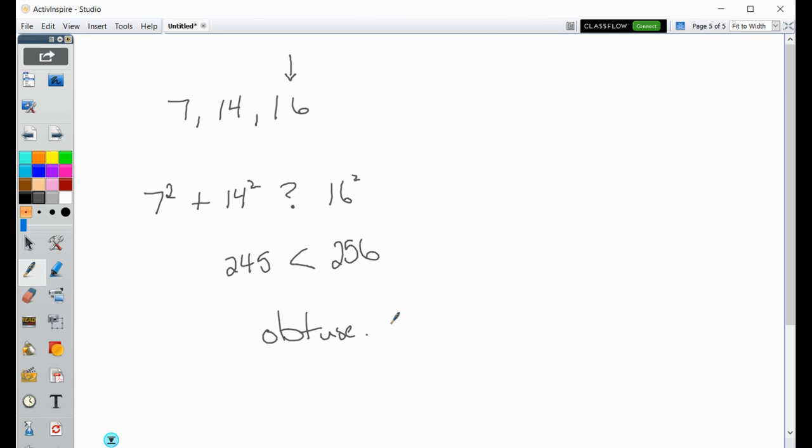So there's the basics of the Pythagorean theorem, how to use it to find a missing side, and how to determine what type of triangle you have. I have other examples for you to work on, and after you try those, feel free to ask me any questions.